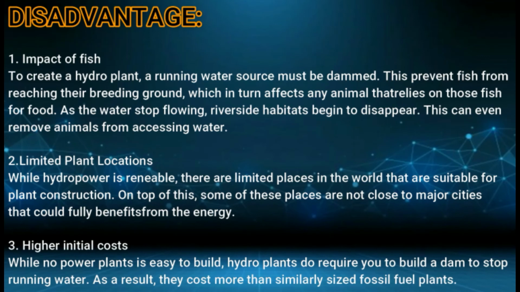Second, limited plant locations. While hydropower is renewable, there are limited places in the world that are suitable for plant construction. On top of this, some of these places are not close to major cities that could fully benefit from the energy. Third, higher initial cost. While no power plant is easy to build, hydro plants do require you to build a dam to stop running water. As a result, they cost more than similarly sized fossil fuel plants.